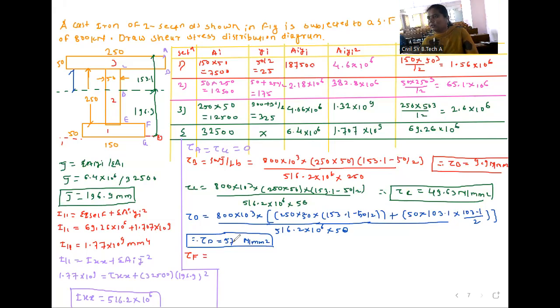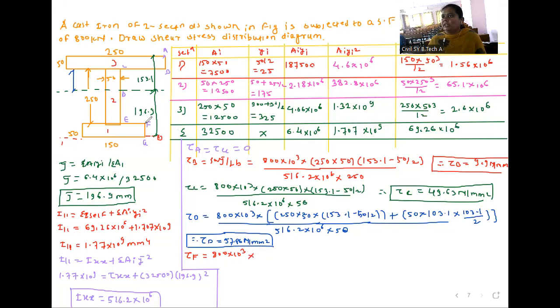57.57, 57.86 Newton per mm square. After that, we will calculate at F. So at F the shear force is 800 into 10 raised to 3 into.